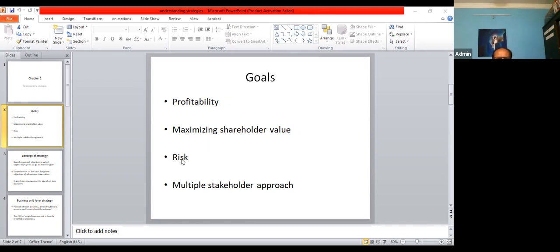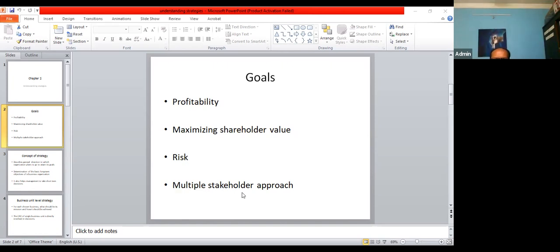Now the third goal is risk. When we talk about risk, what should the goal be? Should risk be higher or lower? What is your guess? If a company wants to define their goal as risk, by default risk should be lower. No company would like to have higher risk. It should be lower, always lower.